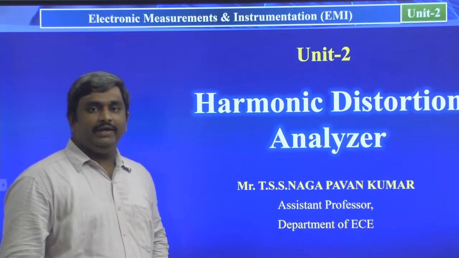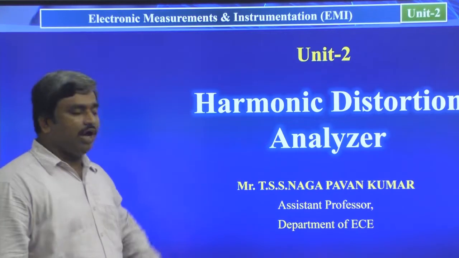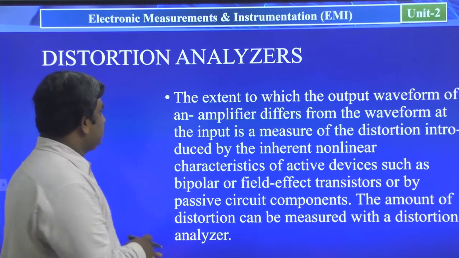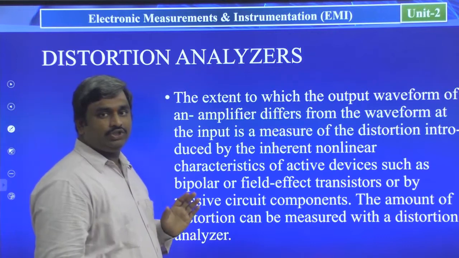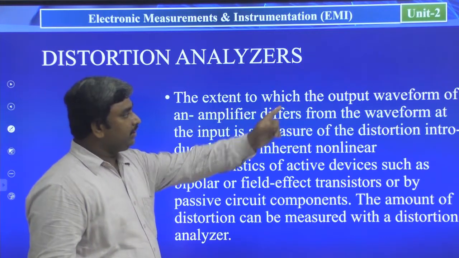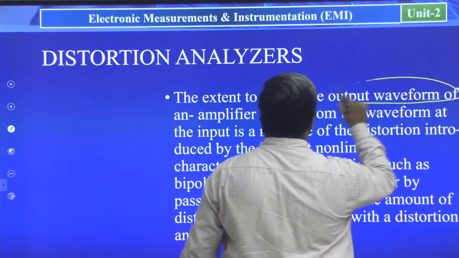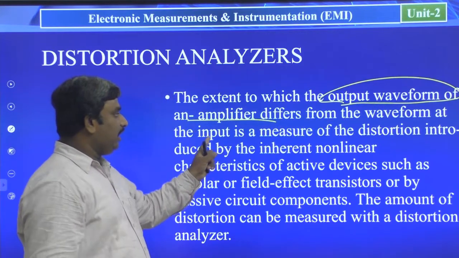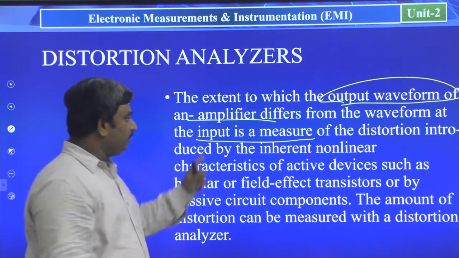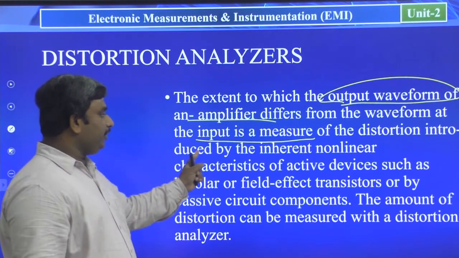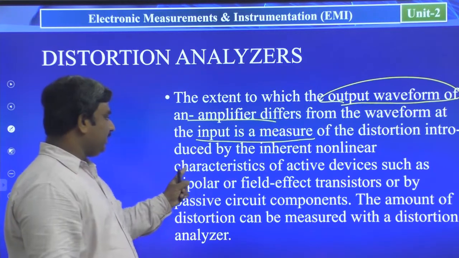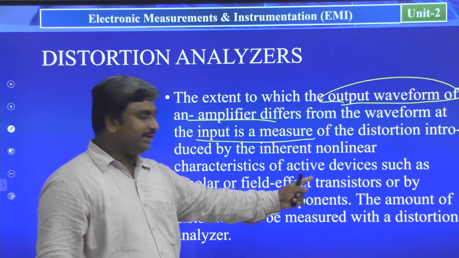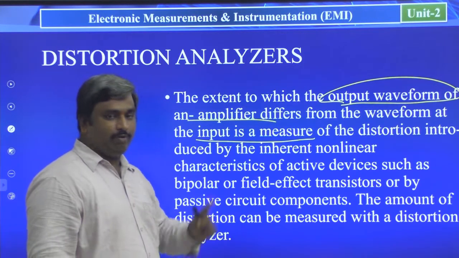First, let us see what is meant by a distortion analyzer. Then we will see harmonic distortion analysis. Distortion is the extent to which the output waveform of an amplifier differs from the waveform at the input. It is a measure of the distortion introduced by the inherent non-linear characteristics of active devices such as bipolar or field effect transistors, or by passive circuit components.